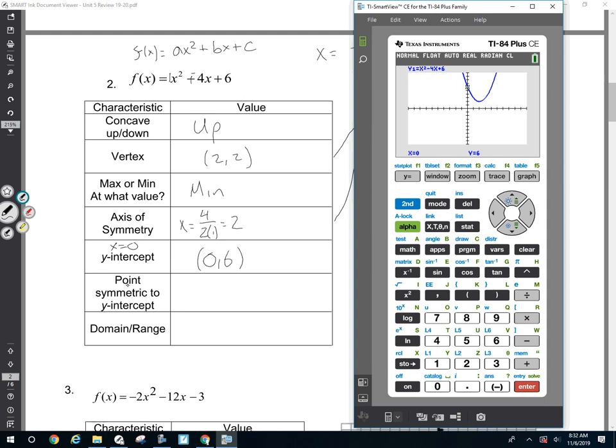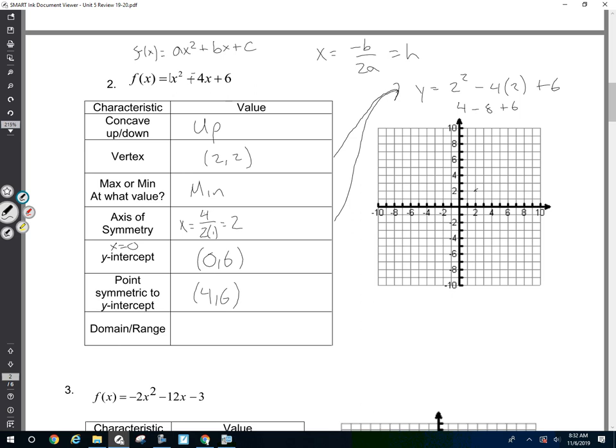A point symmetric to the y-intercept. That's a good question. So if I have 0, 6, and that's 2 away from my vertex, understanding I have an axis of symmetry through x equals 2, then I got to go 2 over to the right, and I get 4, 6. Okay, so I got 2, 2, 0, 6. Since I know I have an axis of symmetry passing through x equals 2, the symmetrical point will be 2 over here, 4, 6. And then, with those 3 points, you can sketch your quadratic.